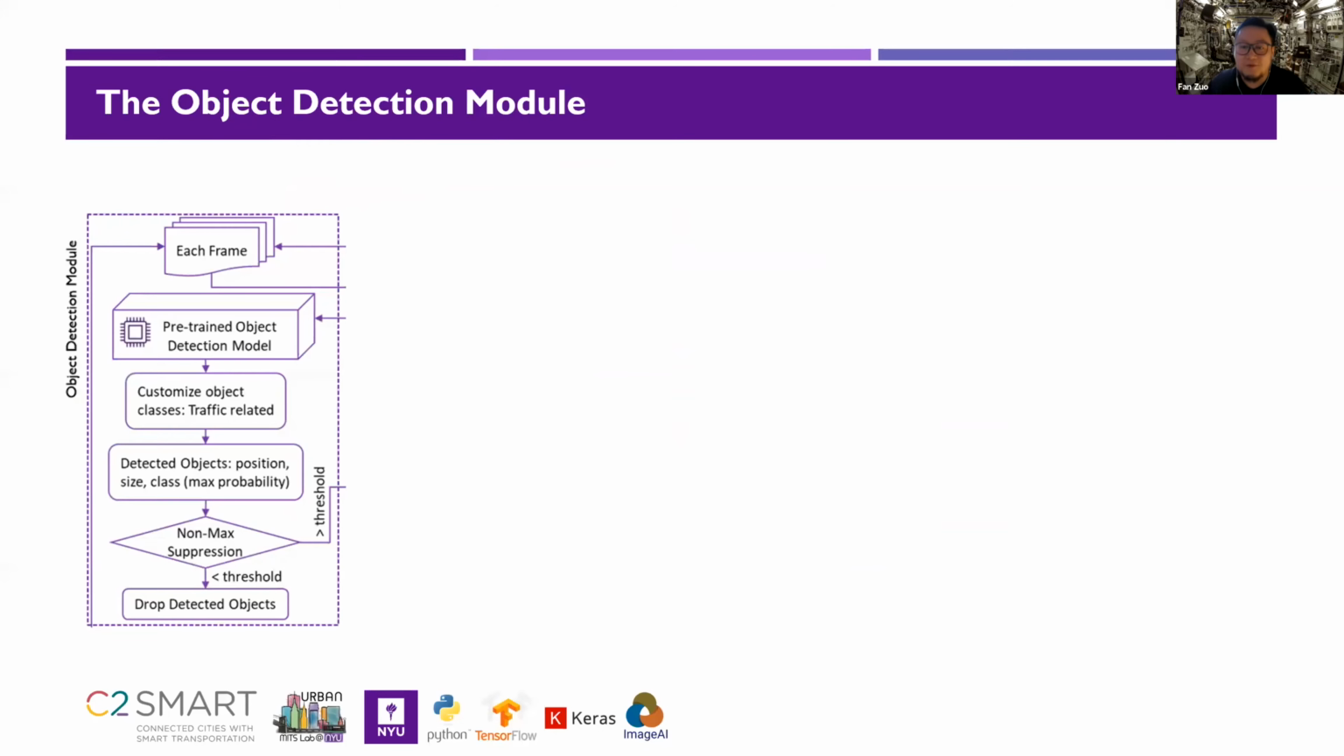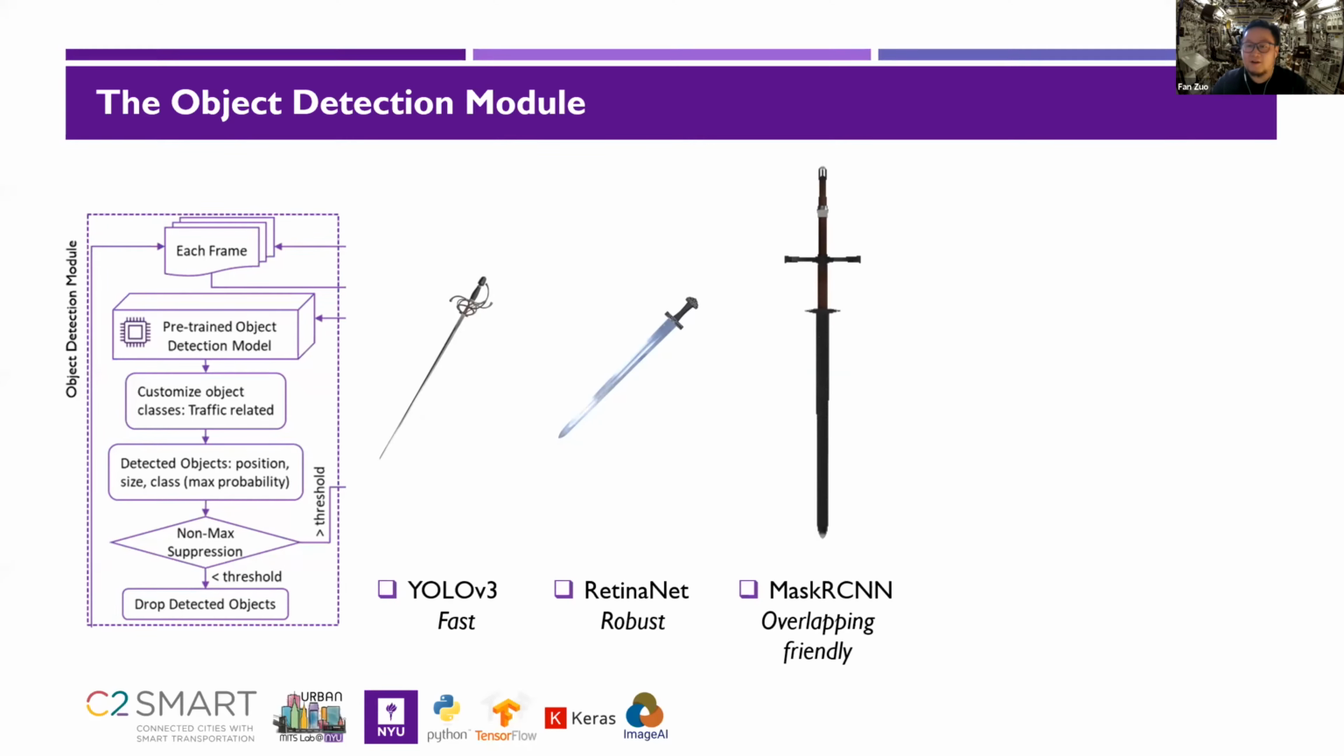Let's go to the first important model, the object detection model. When the input and the pre-processing have finished, the object detection model will start to identify the objects in each frame. The backbone architecture is a deep learning object detection model. In order to get better results from this part, we tested 3 different state-of-the-art model architectures, including YOLO V3, RetinaNet, and Mask R-CNN.